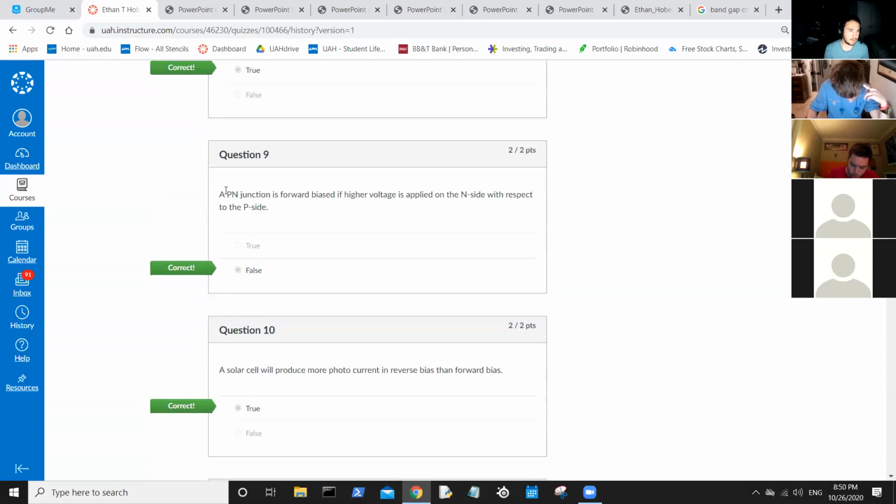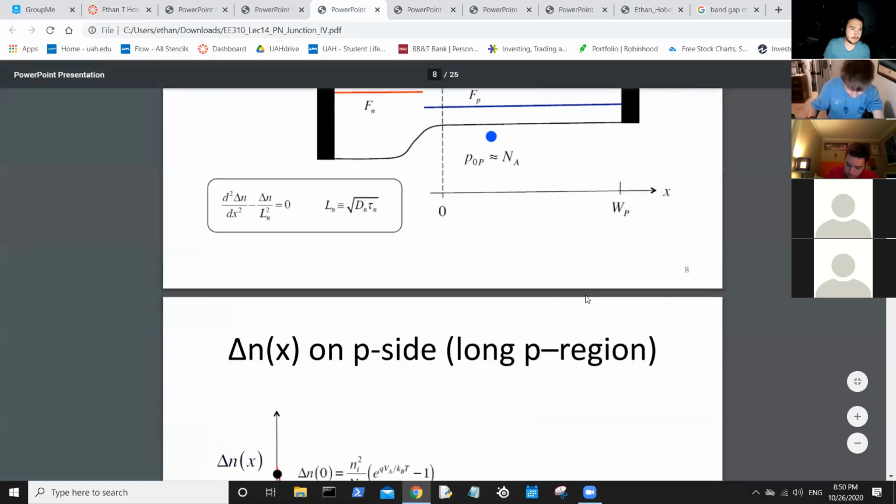All right. A PN junction is forward biased if higher voltage is applied to the N side with respect to the P side. So I said false here. And this is a little bit of fudging on my part, but I have a decent enough explanation here. So if we draw, we've seen the PN junction before. I might pull up one of his slides where he has it doodled somewhere.